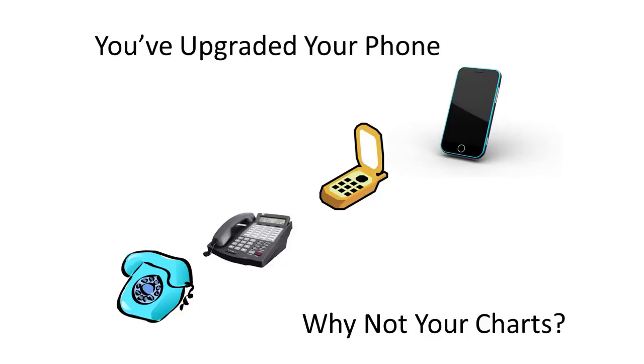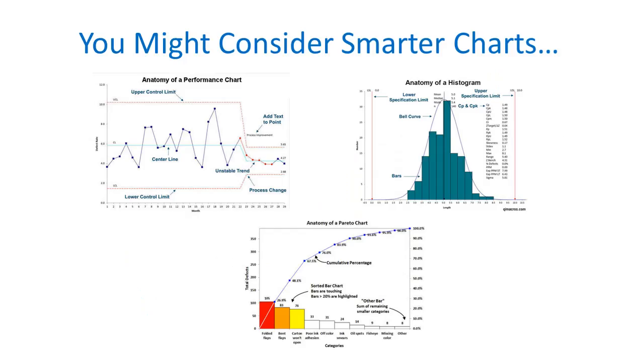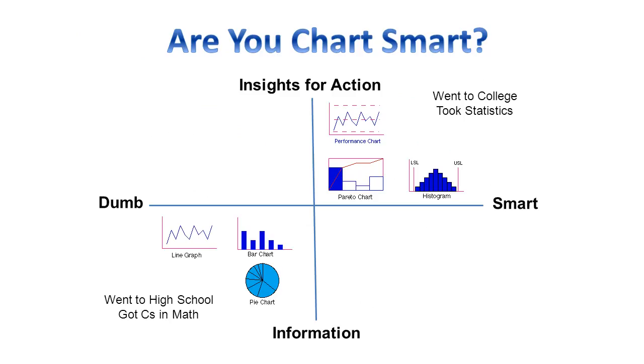Charting has not changed in the last 20 years. So you might consider some smart charts, performance charts, histograms, Pareto charts, because these charts actually went to college and took statistics. Where line, bar, and pie charts just aren't that smart, they're kind of dumb. They can provide you with some information, but they can't provide you with insights for action. They can't detect the patterns of what's going on in the performance of your business.